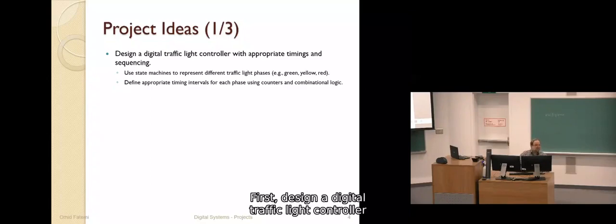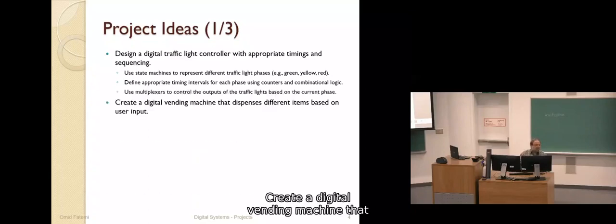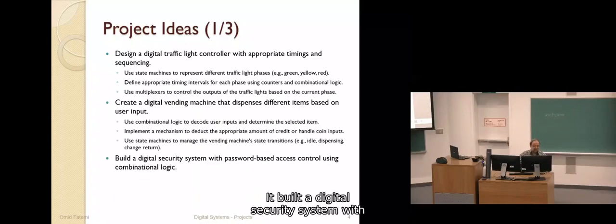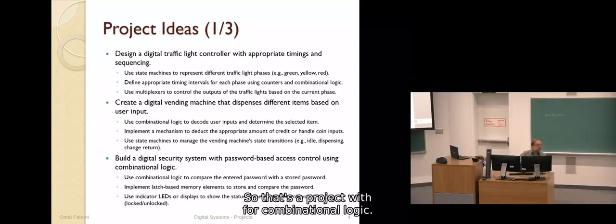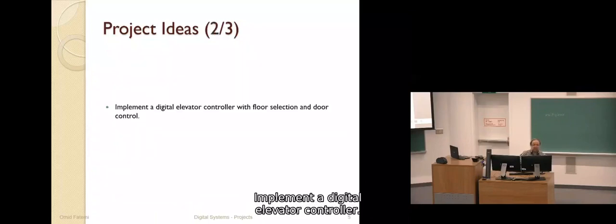First, design a digital traffic light controller with appropriate timings and sequencing. Yellow, green, red traffic light. Create a digital vending machine that dispenses different items based on user input. In a vending machine, you go, input something, and then it will give you the one that you wanted. Build a digital security system with password-based access control using combinational logic. So that's a project for combinational logic.